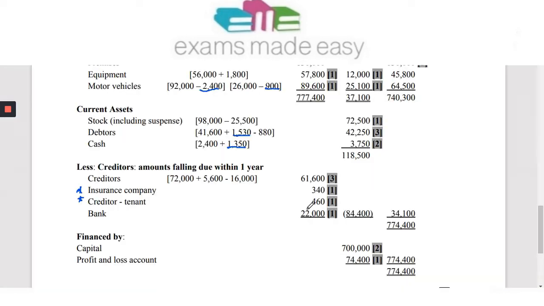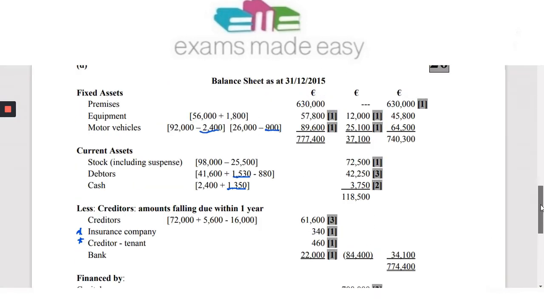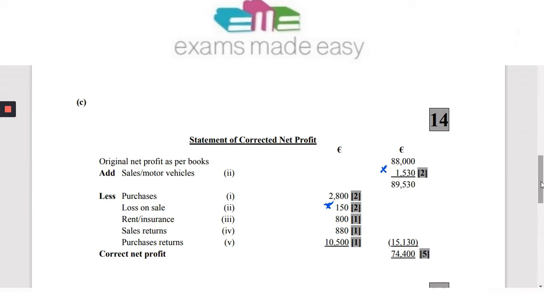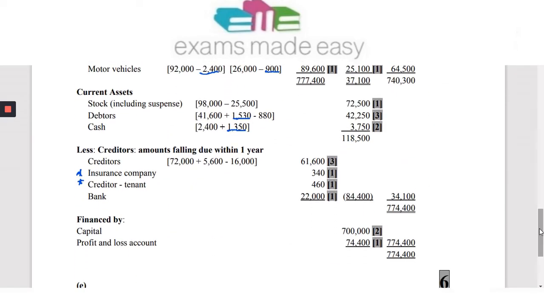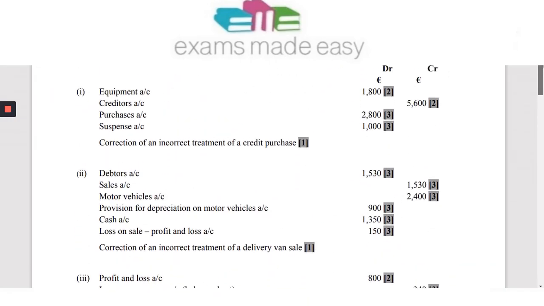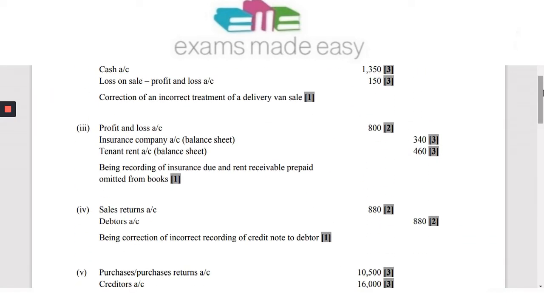So as you can see, we go up to the P&L account. You have rent and insurance here, 800 taken away, and we go down. I've already highlighted it, but here's your 340 and your 460. And up to the journalization, again, 800, 340, there's your mark. So that's worth 9 marks for this note.